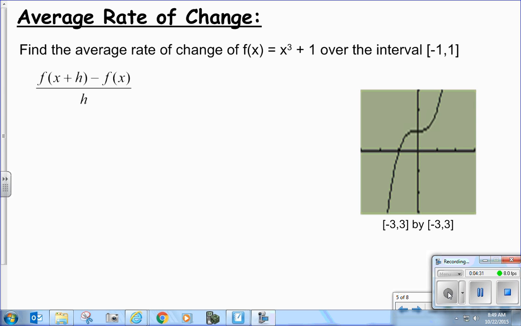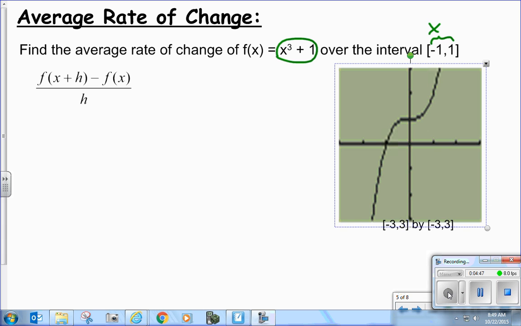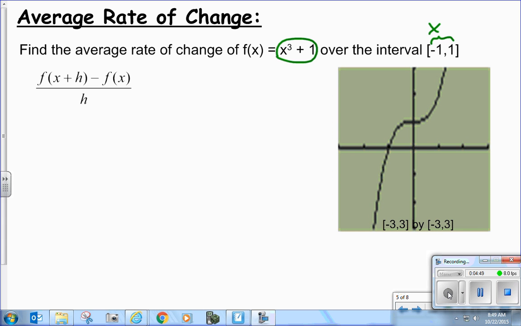Now let's do the same thing. Let's find the average rate of change. But our function is going to be different now. It's not x cubed minus x. It's x cubed plus 1. And we want to go over the x interval from -1 to 1. All right. Let's throw this up a little bit here. Here's -1 on the x-axis. Here's +1 on the x-axis.